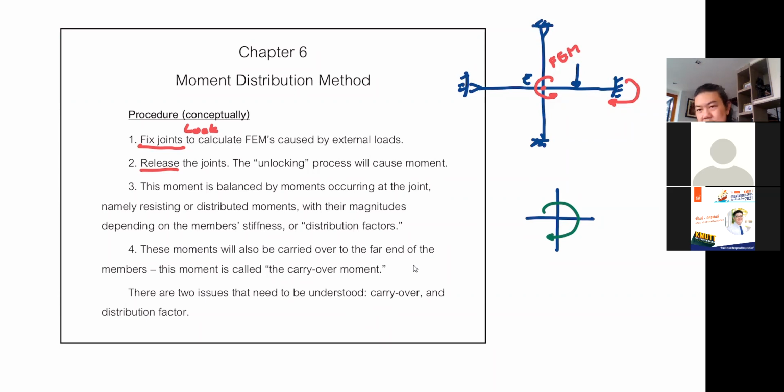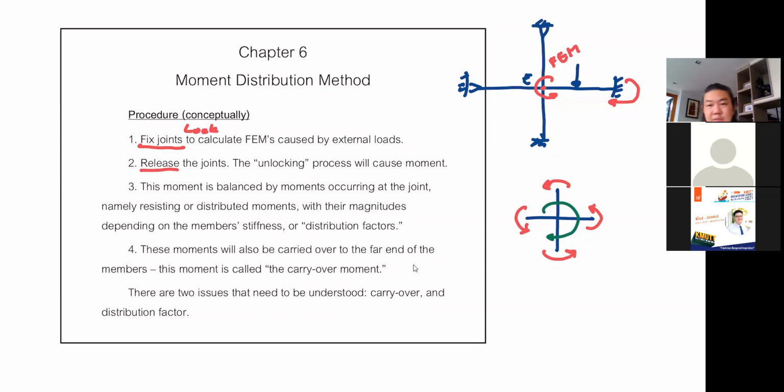Okay, so we don't do anything more than equilibrium. So we have to maintain equilibrium. The members that form the joint will try to bring equilibrium back on the table. So it will have the moment occurring to balance the whole thing.